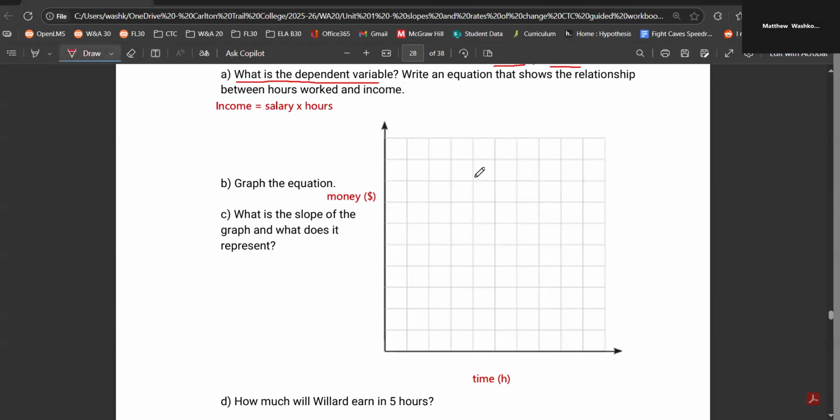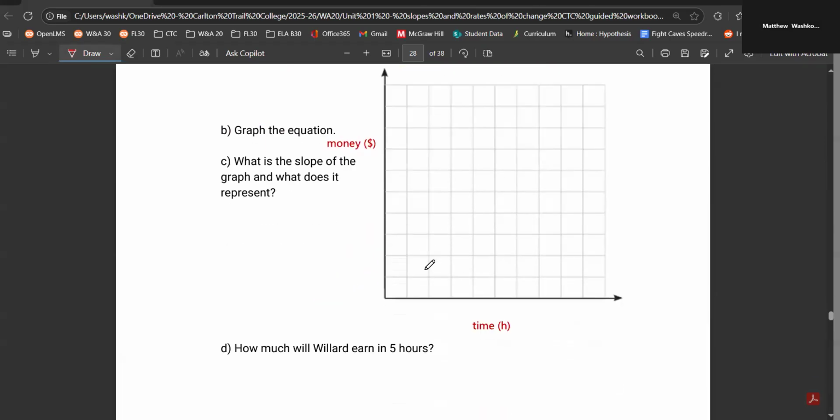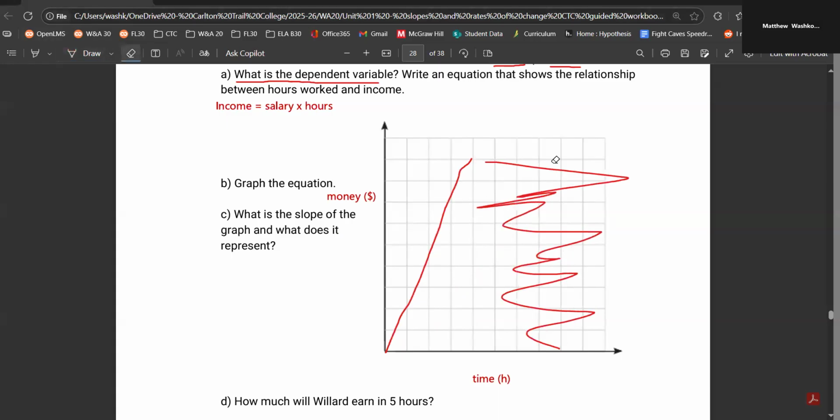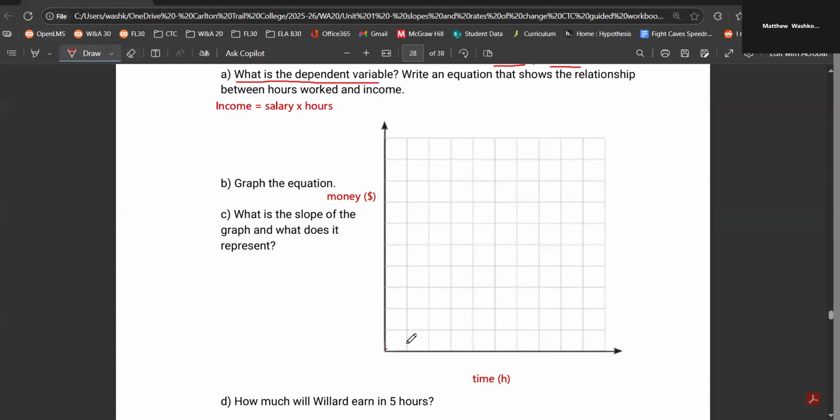So now we want to graph the equation. Now, before I go into anything, again, what makes a good graph? It's going to use most of the space. So, for example, a good graph might be something like this. You can see it's used up most of this chart. Okay. This is not a good graph because look at how much space you have left.